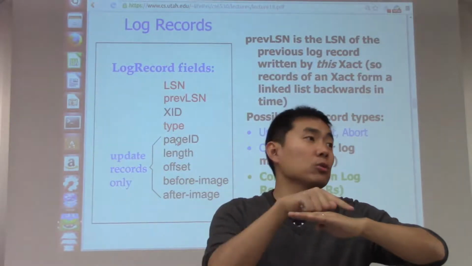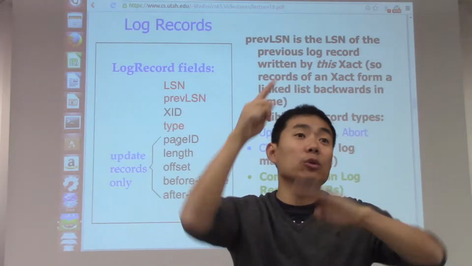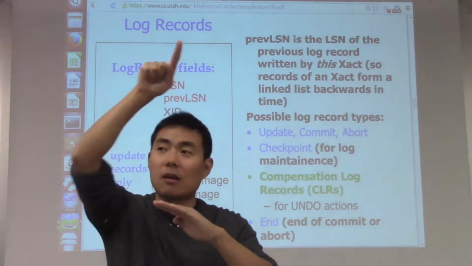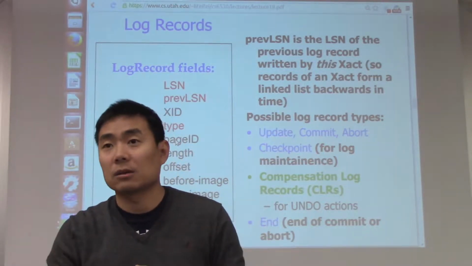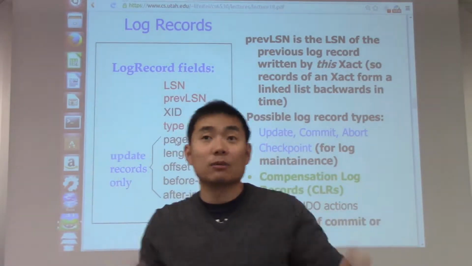For reasons we will see later on, this is essentially for undo purposes. You want to be able to track what is the next action I need to undo for the current transaction. For that purpose, you need to know the previous log sequence number. So I keep track of that in my log record to form a chain of sorts for one given transaction.